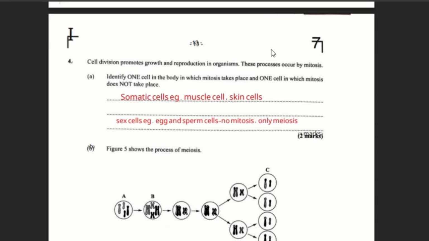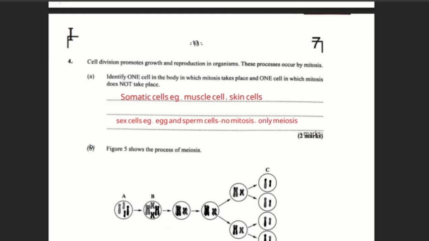Mitosis takes place in somatic cells. Somatic cells are the same thing as body cells, right? It's just a fancy name for body cells. So cells that mitosis takes place in would be our muscle cells, skin cells, cells like that. And the type of cells that you would never ever see mitosis happening in is our sex cells, like our egg cells and our sperm cells. Absolutely no mitosis can take place there, only meiosis, as meiosis is the designated cell division to divide those sex cells, and not mitosis.